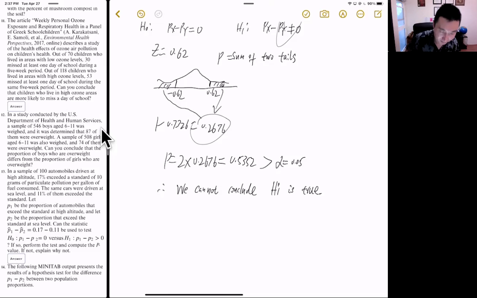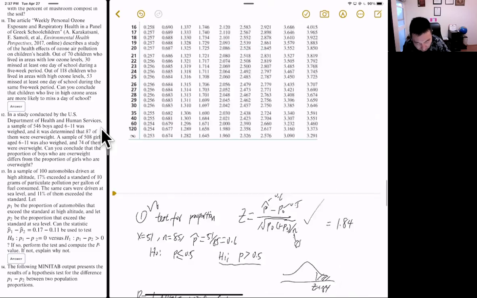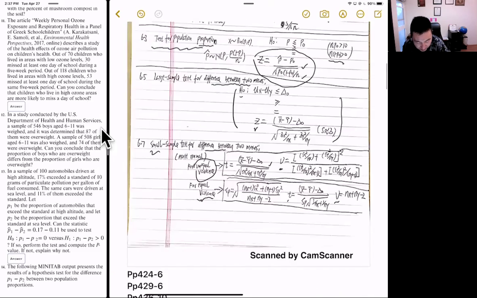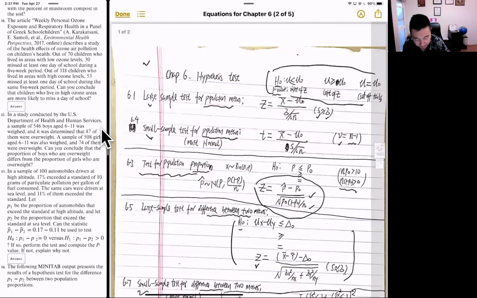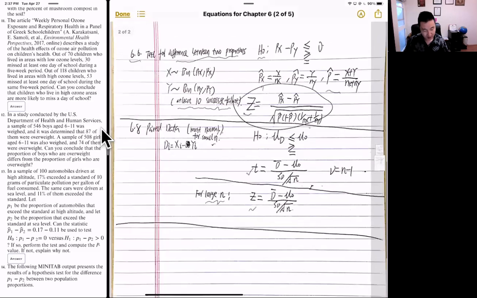After this practice, I think you have a pretty good idea about the procedure to do this. And it is very easy to tell which one of these equations to use, as I show here. So that's question number 12.